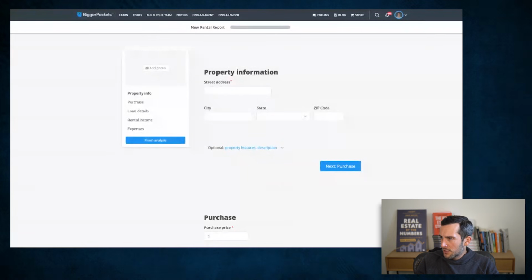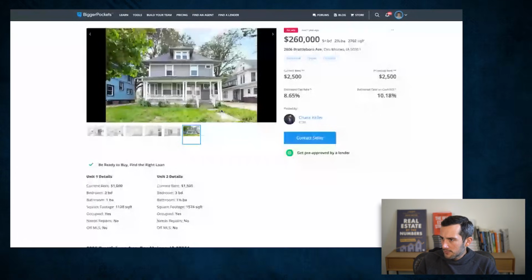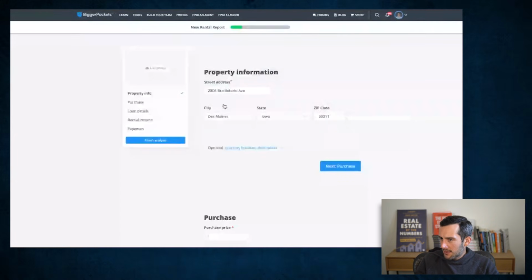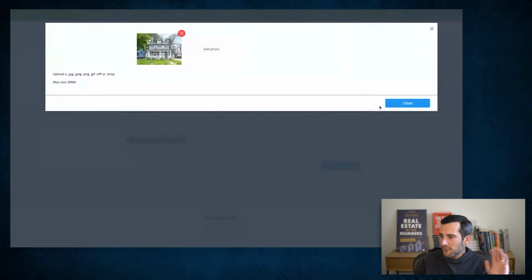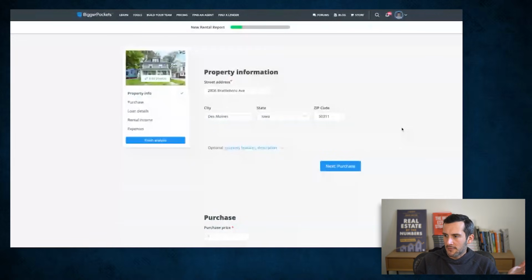First thing we've got to do is copy and paste this address. I'm just going to put it right here in the street address, Brattleboro. So we've got Des Moines, Iowa. Next I'm going to add a photo because I do this a lot. Sometimes I add photos just to make it easier to go back and say, oh, that's the gray duplex, because I never remember the addresses, to be perfectly honest. So first things first is just put in the basic information. Next, I'm going to hit next, purchase.